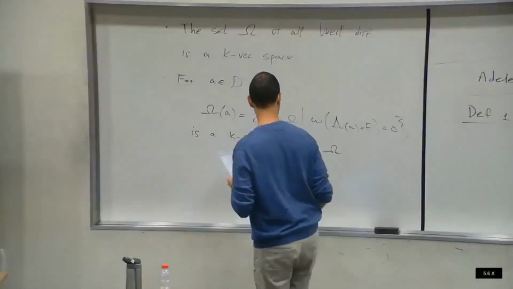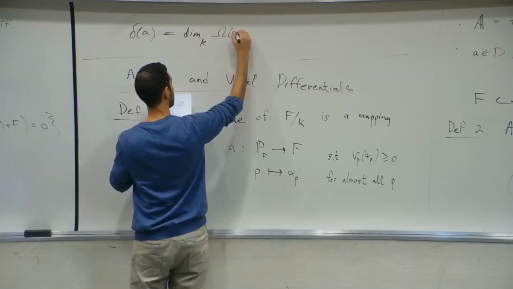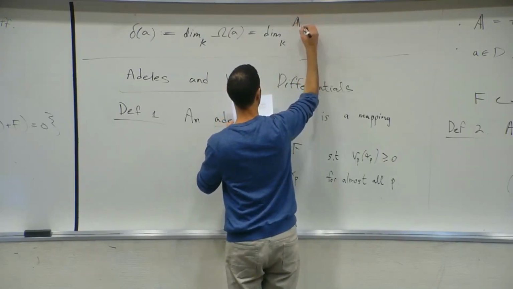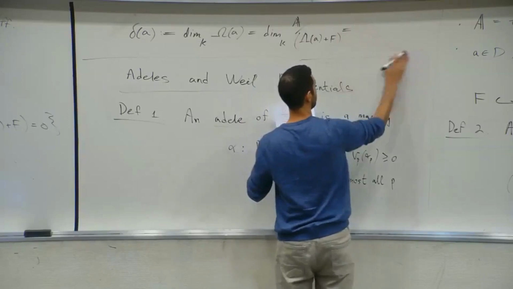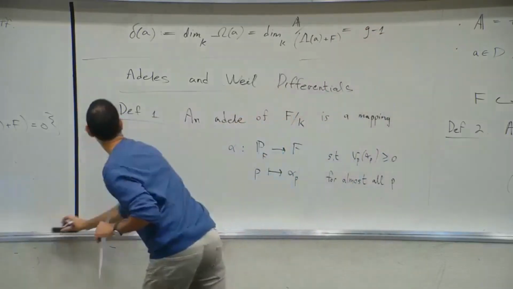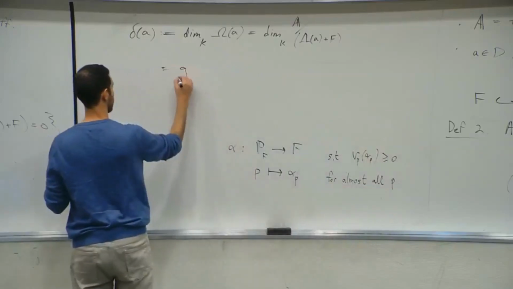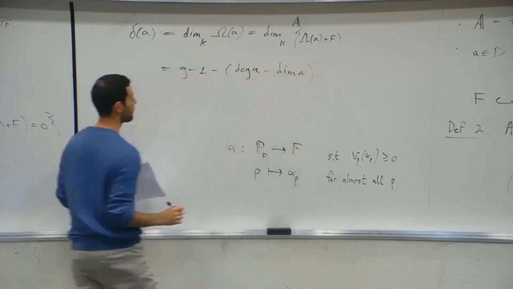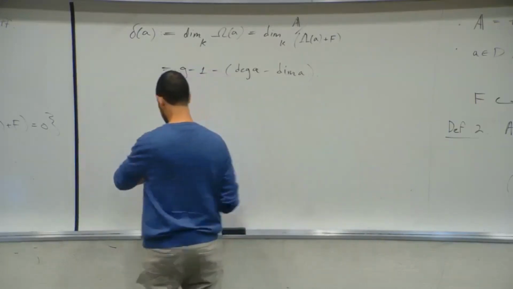So let's write it here. What is the dimension of the space? Defined to be the dimension over K of Omega(A), which is the dimension of, so this, just a reminder, so all this, and the reason that it's interesting is this is g minus 1, minus the degree of A, minus 1. Okay, so all of this was in the plus.